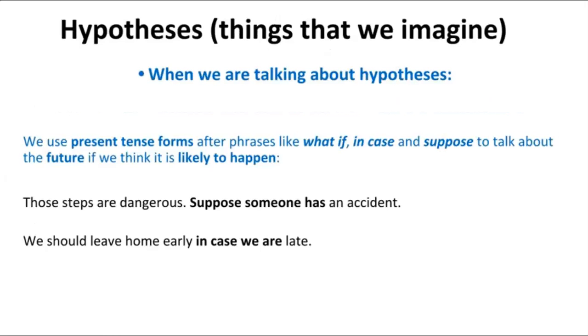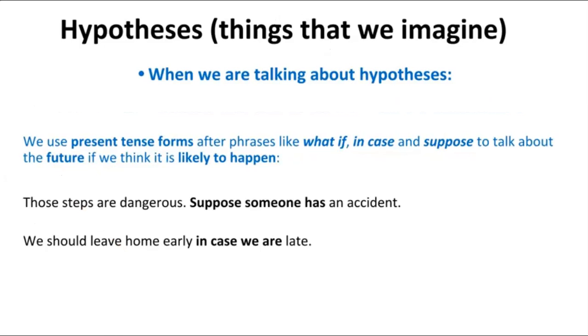Let's take a look at hypothesis. That means the things that we imagine. We are talking about hypothesis here. Take a look at the first example. We use present tense forms after phrases like what if, in case, and suppose to talk about the future if we think it is likely to happen.